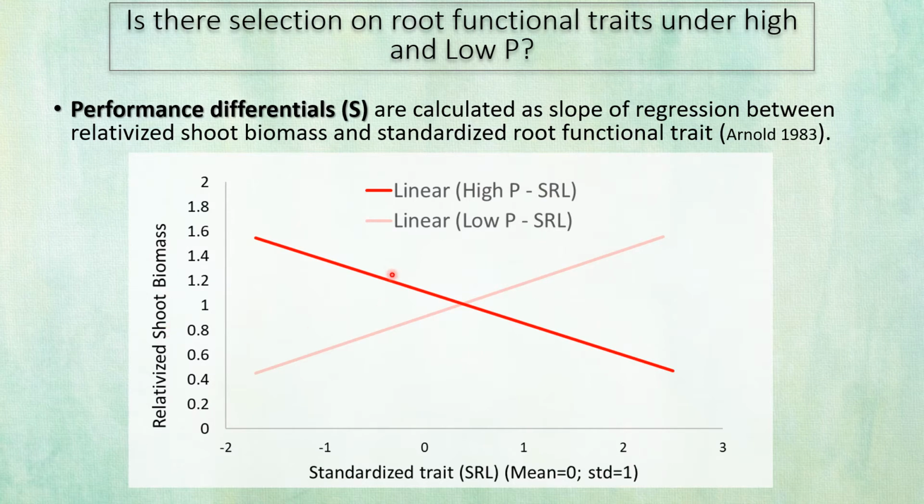For these hypothetical prediction regressions shown here, I'm only using SRL as an example. So under high phosphorus, plants with roots with less absorptive capacity will be favored. We should see lower SRL yielding higher plant performance, and thus see selection for lower SRL under high phosphorus conditions. Under low phosphorus conditions, plants that produce roots with higher absorptive capacity will perform better, and we should see selection for higher SRL under low phosphorus environments.